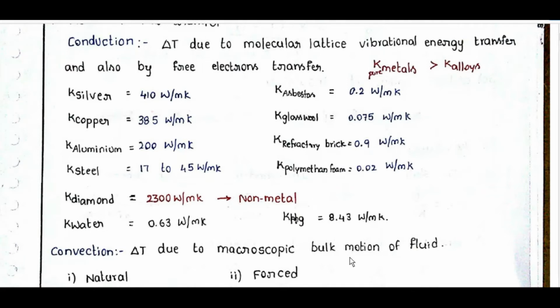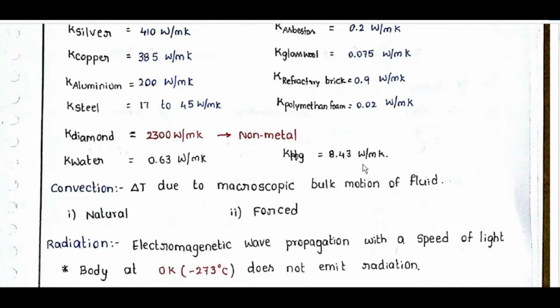K polymethane foam 0.02 watt per meter Kelvin. K diamond 2300 watt per meter Kelvin, non-metal. K water 0.60 watt per meter Kelvin. K mercury 8.43 watt per meter Kelvin.